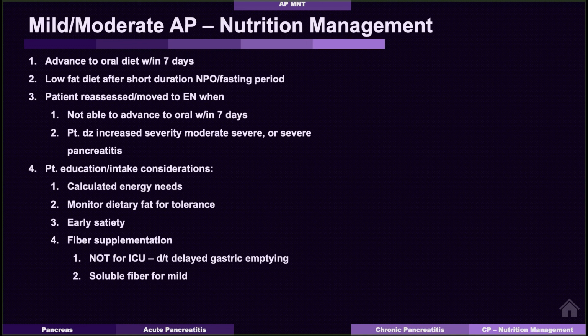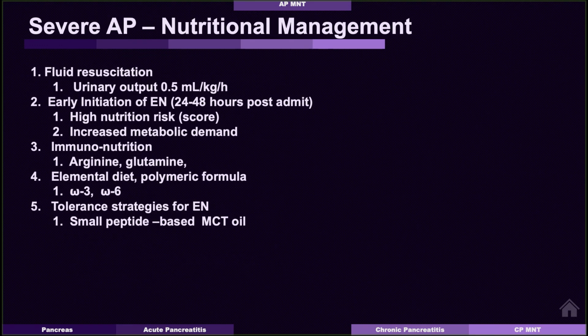Okay, now we're going to talk about nutritional management for severe acute pancreatitis. Again, you'll see at the top of the list fluid resuscitation, and I had mentioned earlier about the hypovolemia. The rationale for early aggressive hydration is the frequent hypovolemia that occurs from multiple factors affecting patients with acute pancreatitis: vomiting, reduced oral intake, third spacing, increased respiratory losses, diaphoresis.